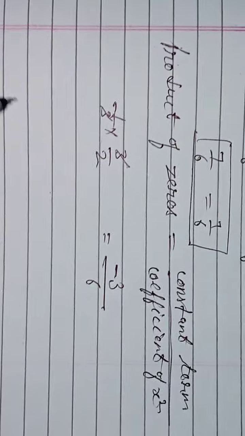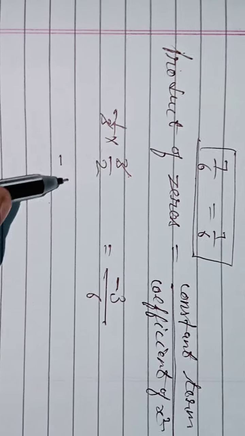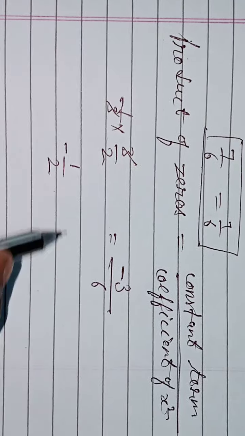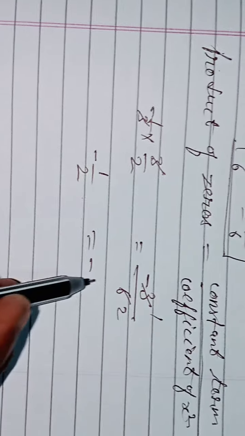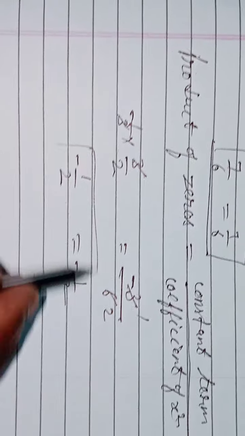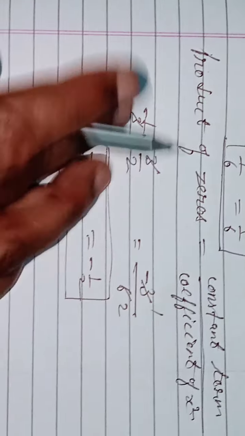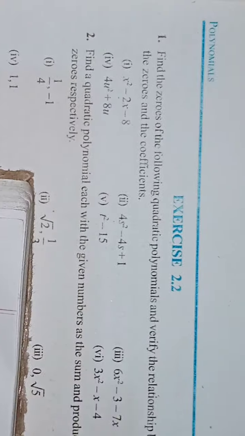3 and 3 cancel out. What is left? Minus 1 by 2, and on the right side 3 plus 1 is 3, 3 times 2 is 6, minus 1 by 2. Verified. Product of zeros is this.